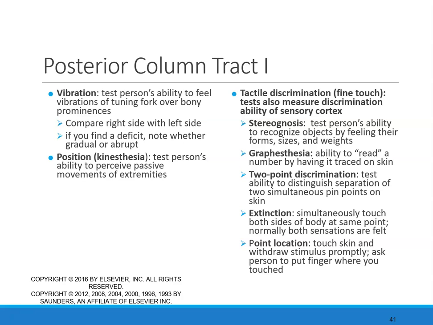For extinction, you're going to touch both sides of the body at the same point and ask the person to state how many sensations are felt and where they are felt. And normally they can feel both sides. For point location, you're going to touch the skin and then stop and then tell the person to put their finger where you touched them.